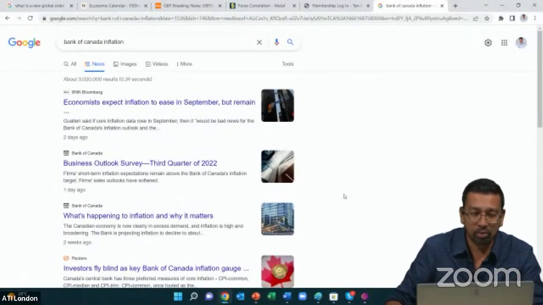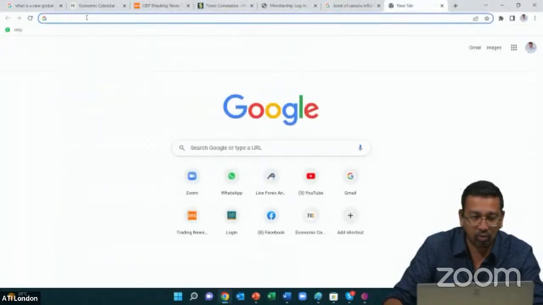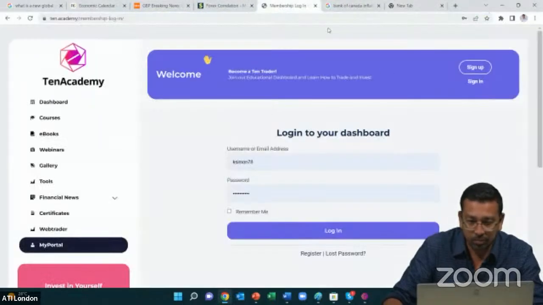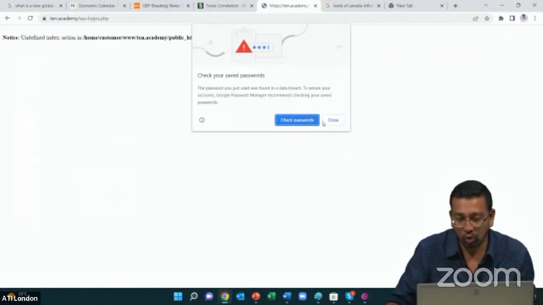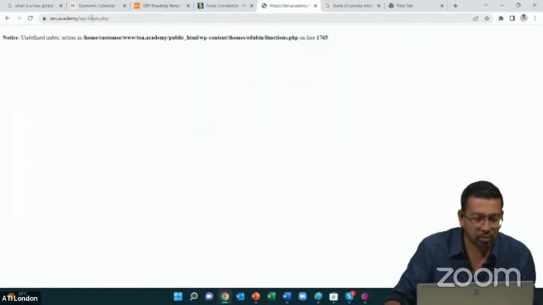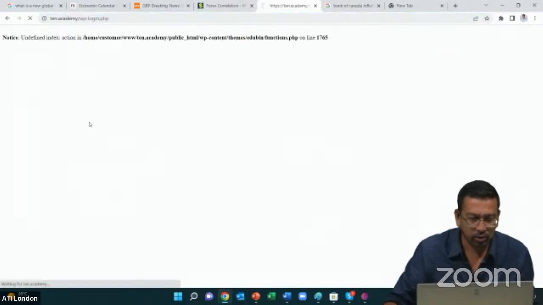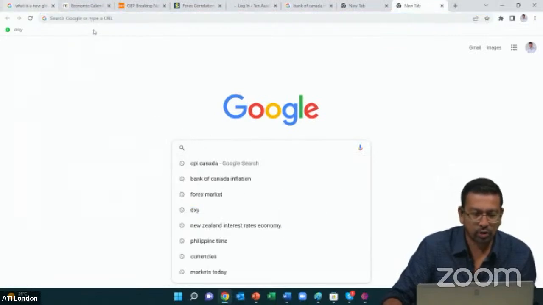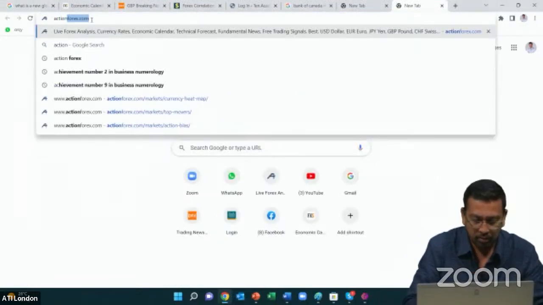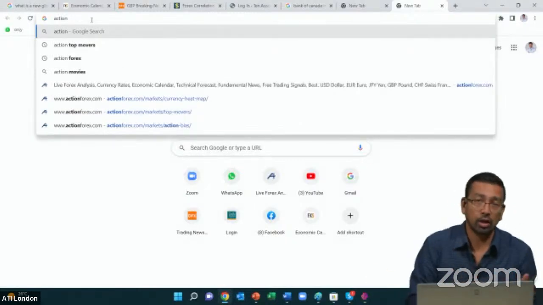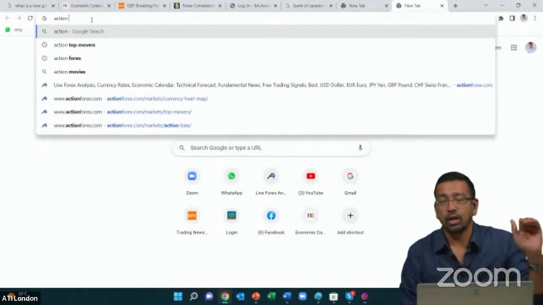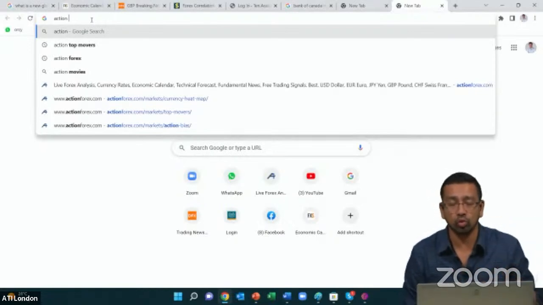So here, for example, if we were to be on the heat map, let me just try getting into the 10 Academy first. Now it's probably the best thing to do is to get into your 10 Academy. I just got a bit of a glitch going on here, not sure. So not to waste time, we go on to the Action Forex just for the time being, but everything is in your 10 Academy. So it's always best to go onto your 10 Academy, click onto news, economic calendar, FX heat map as well, and all the other tools that you would need.